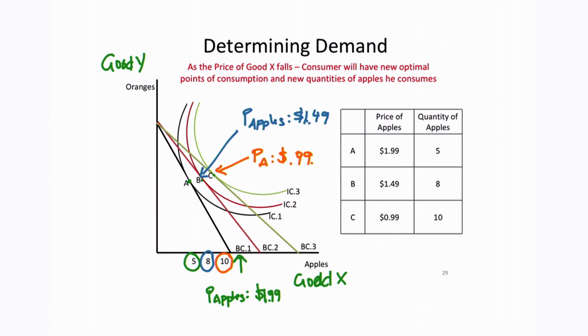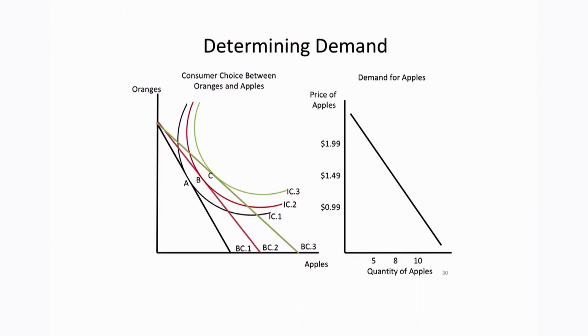So we see that for this consumer, we're looking at the combination of their optimal consumption points between apples and oranges. We want to know what happens when the price of apples is changing. We see what happens when the price of apples is falling from $1.99 to 99 cents, and the corresponding change in the quantity demanded of apples. This combination gives us points A, B, and C that determine the demand for apples.